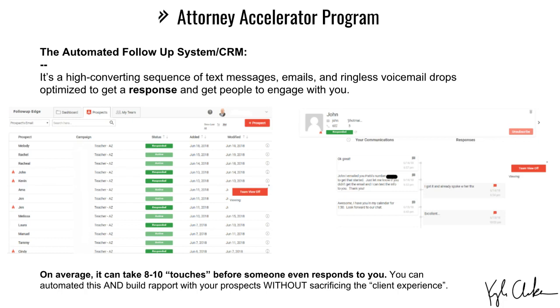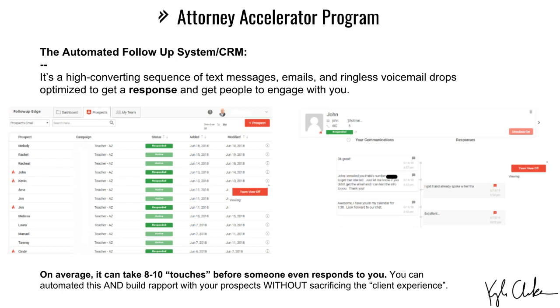So on average, the reason why we automate all of this is because on average it can take 8 to 10 touches before someone even responds to you. So if you had 100 leads in a month, that's 800 to 1,000 different touches before someone even responds to you. You can automate this whole thing and, like I said, build rapport with these people without ever lifting a finger, but to them it's going to seem entirely authentic and like you're doing it manually. The system does all that work for you, and it does not sacrifice the client experience.